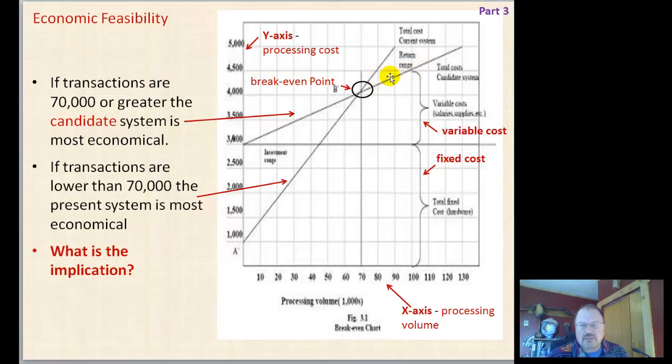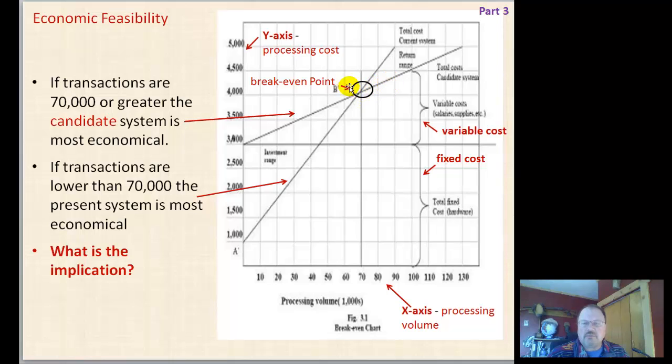If we look to the left, it's costing me less per unit to manufacture with the new system than with the old system. Okay, take a look at that one as well. That makes sense at the break-even point. I'm not sure if I explained that well enough, but the point is, once again, that after a certain amount of processing volume, there's a break-even point.